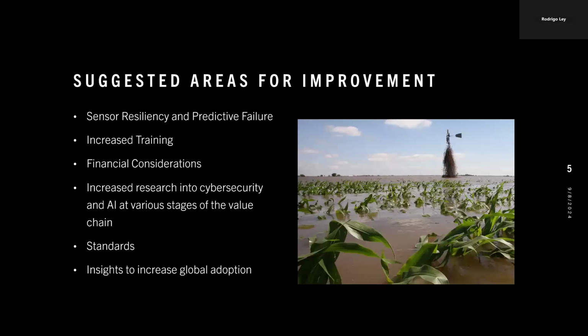In farms, field conditions can be extreme. It can be high humidity, high temperatures, chemical exposures, vibrations from operating machinery. So there should be training and solutions in place to help fix or even automatically predict when a sensor and a sensor network is going to fail.